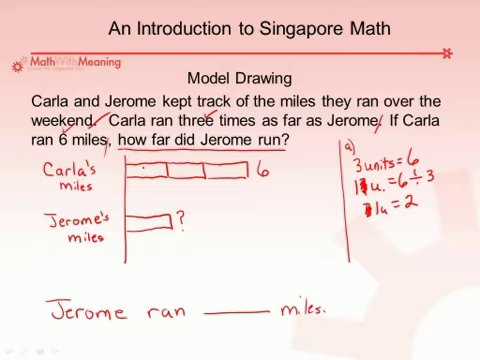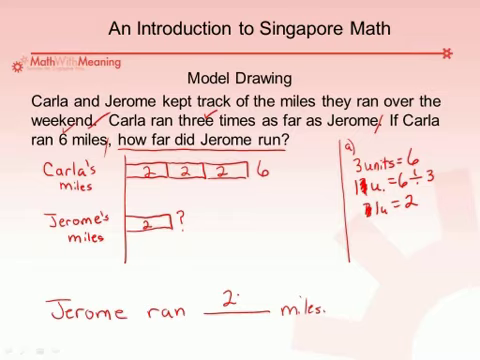So now what we're going to do is go back and add this information to the model. Do you see how immediately we can see it makes sense? 2, 4, 6. Then you ask the students, well, how does this help us with Jerome? We have this wonderful mathematical conversation that these are equal units, so Jerome's unit must have a value of 2. So how far did Jerome run? He ran 2 miles.